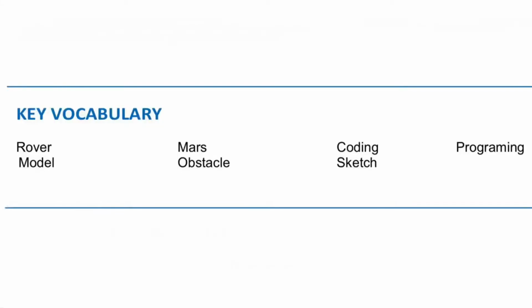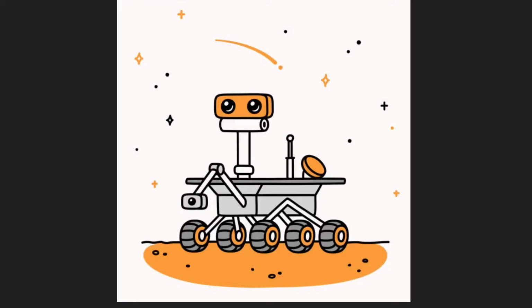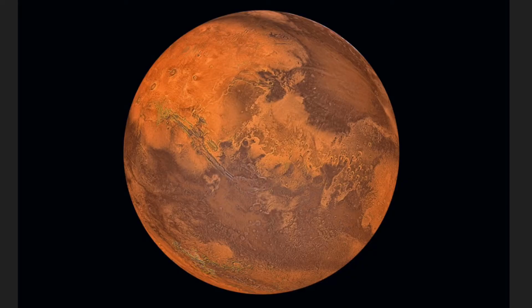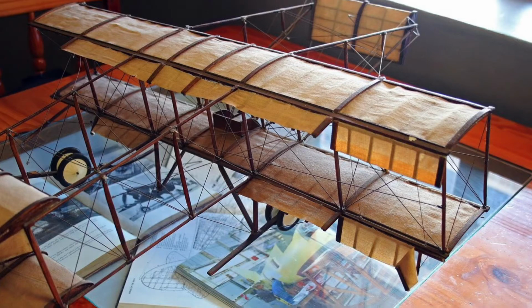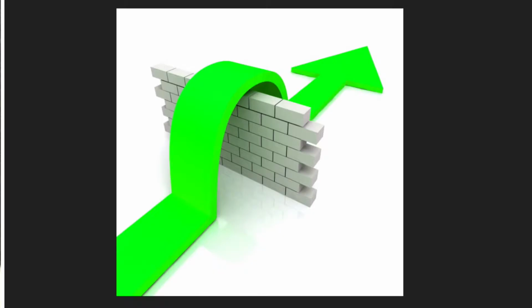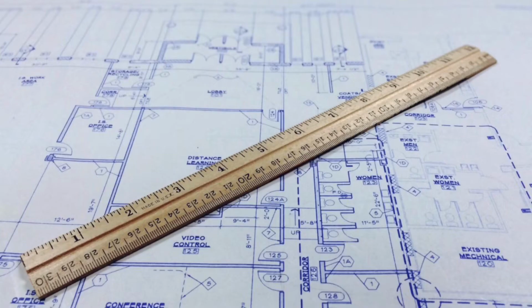Here are some words you'll use in today's lesson. The first word is Rover, which is a robot that is sent to discover new things. Mars is the fourth planet from the Sun and is the most red planet in our solar system. Coding and programming is how you tell a robot to do something, and a model is a representation of an idea. Obstacles are problems that you need to solve, and a sketch is a quick way to show your idea.